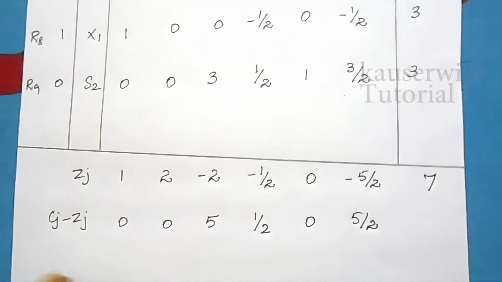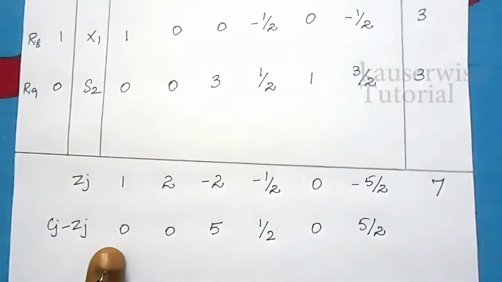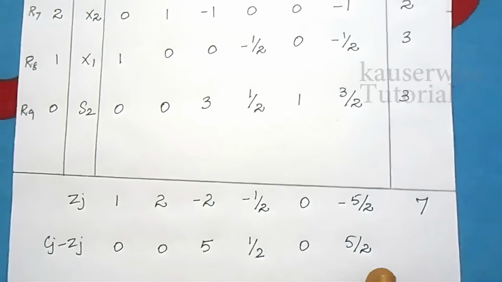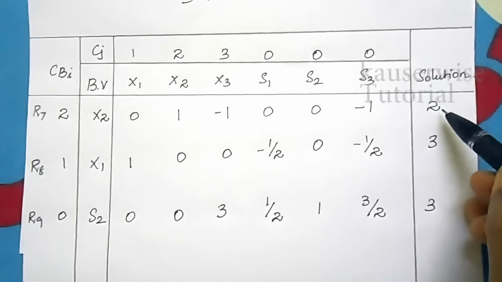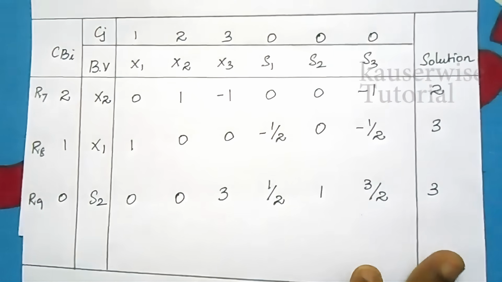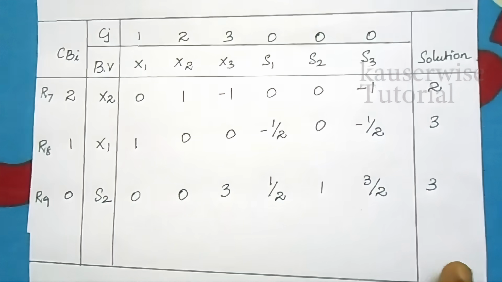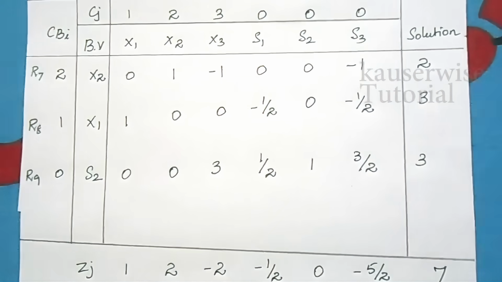Look at the Cj minus Zj value. In the third iteration also, the optimality is maintained. We have got all positive values. Now look at the solution column for feasibility. In the solution column also, we have got all positive values. So we have to stop the procedure because here we have reached the optimality as well as feasibility. So this solution will be the optimal and feasible solution.